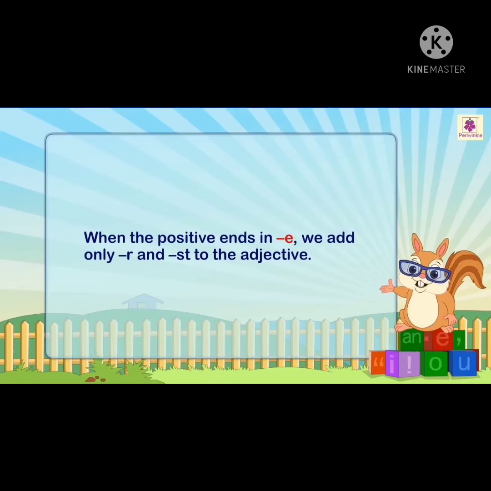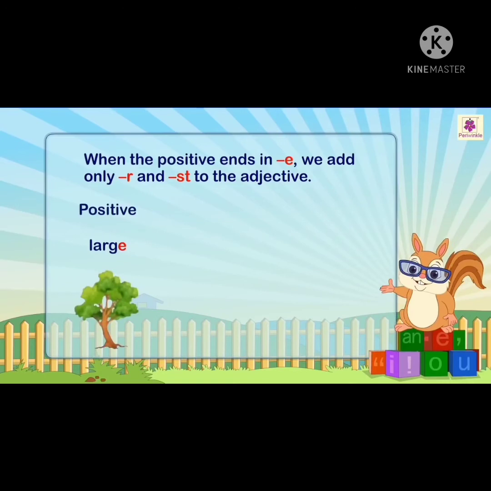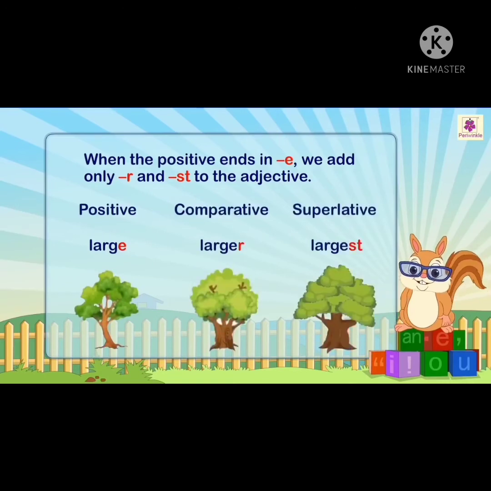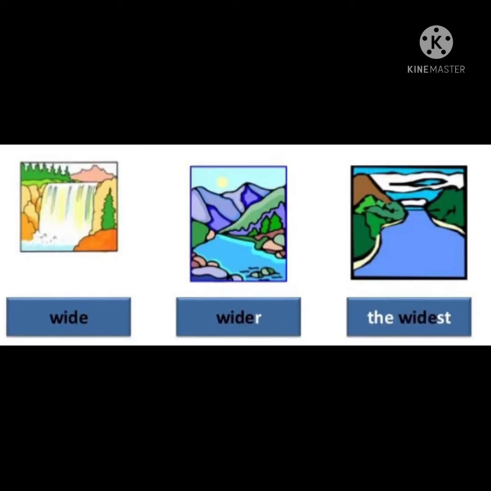So, some rules for degrees of comparison. When the positive ends in E, we add only R and ST to the adjective. Look at this example: large. The word ends in E, so you add R for comparative, then ST for superlative. Now look here: what is the word here that ends in E? We add R for comparative, wider. Then look here: we add ST, so it is superlative.